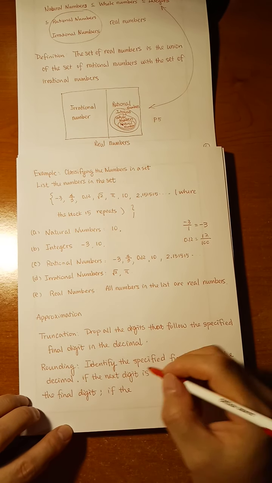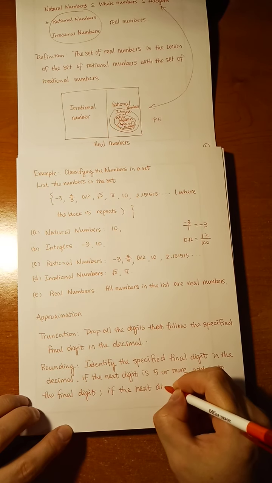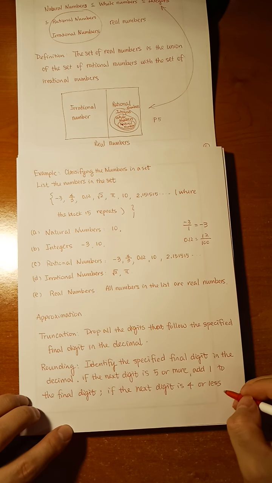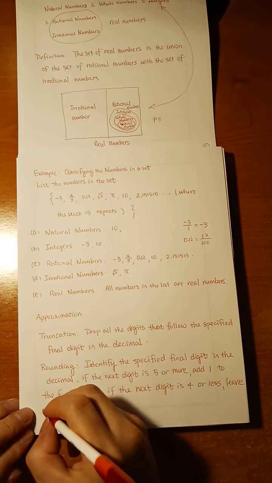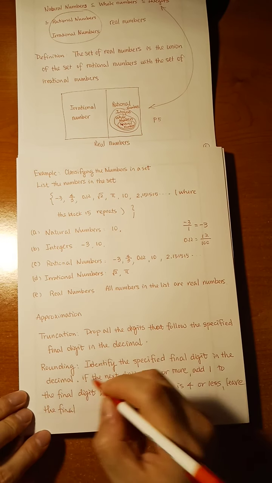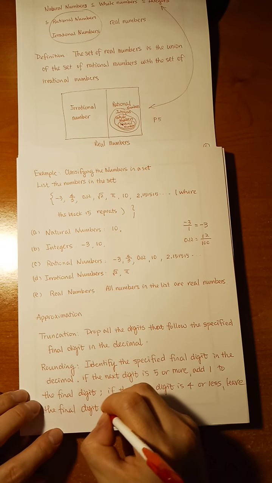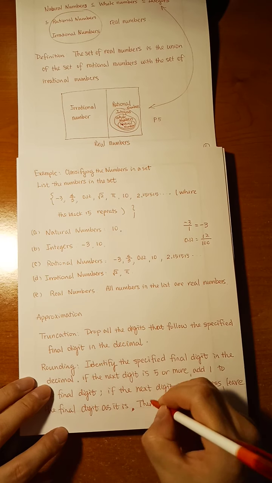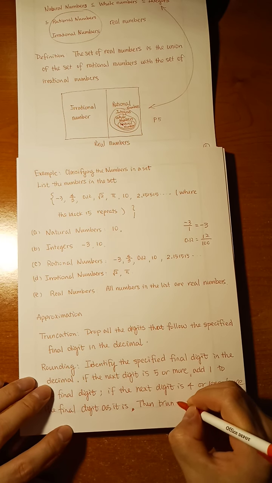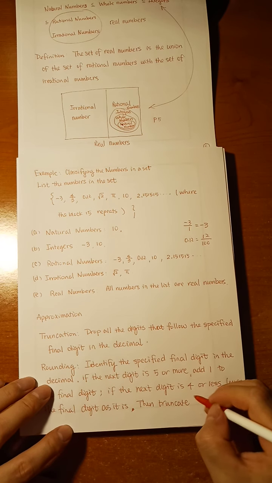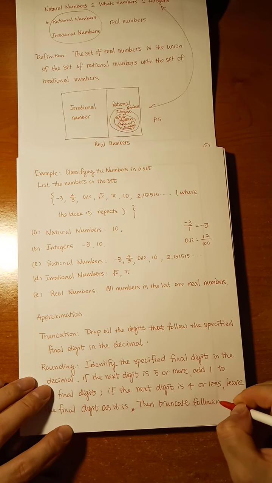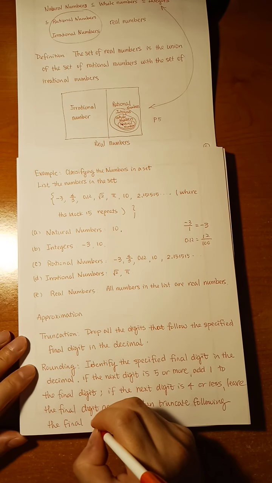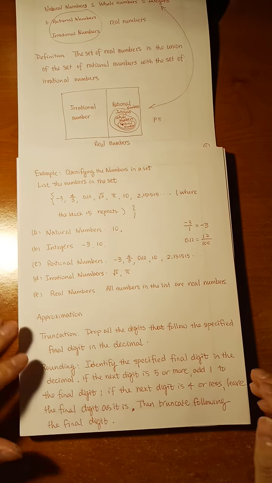If the next digit is 4 or less, leave the final digit as it is, then truncate the digits following it. All right.